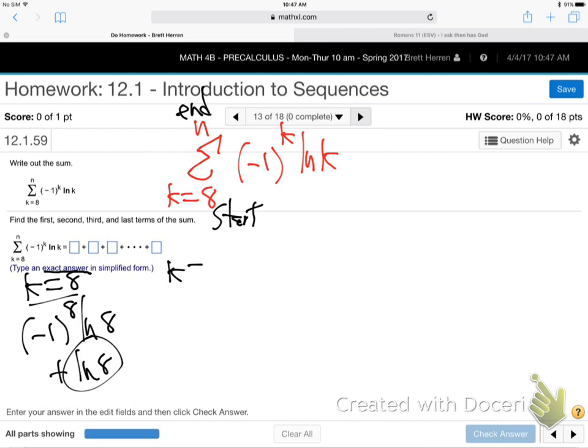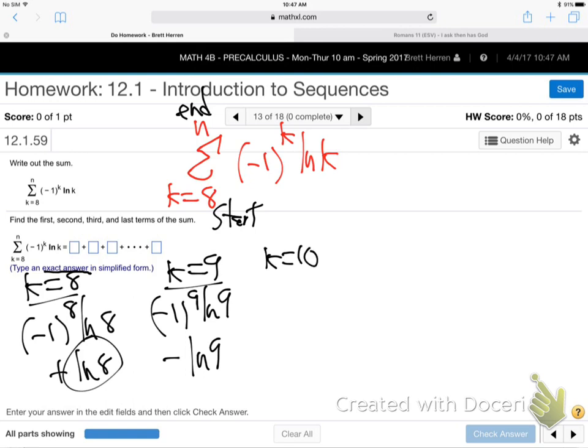The next one be k is 9. It starts at 8, goes up by 1 every time. So that'd be negative 1 to the 9th, ln 9. What's negative 1 to the 9th? That's just going to be negative, right? See how that's that little toggle switch, right? Like the light switch that I was telling you about, right? The negative 1 to a power just changes the sign. Negative, positive, back and forth, right?